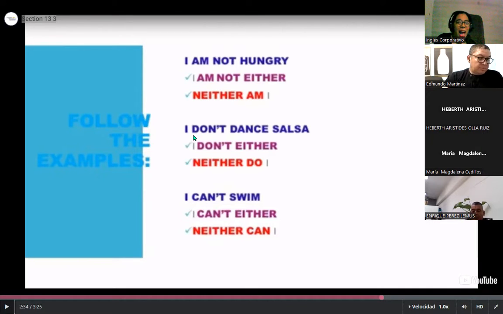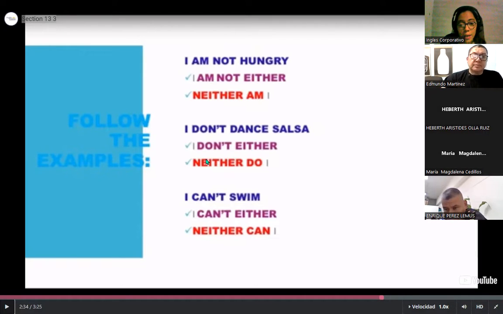So, now you say, I don't dance salsa. What auxiliary do I have to use in the second sentence? Can you tell me what is the auxiliary in the second sentence? What is it, guys? Don't. Don't, excellent. Negative, don't. Very good. I don't dance salsa. I don't either. Right? Because we continue saying it in negative. Okay? Entonces, esto es lo que nosotros debemos tener en mente. I don't either. O digo, neither do I. ¿Ambas son posibles?